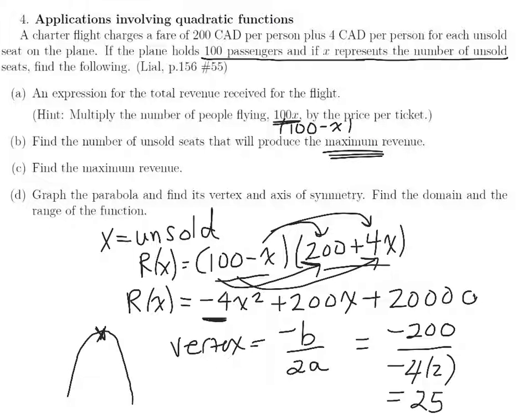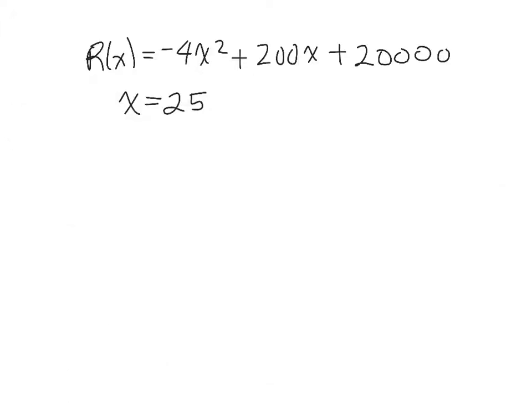So the maximum revenue is going to be that place where x is equal to 25. So we're just going to be substituting 25 into that revenue function that we've found. We determined that in order to maximize our revenue, there should be 25 unsold seats, so x is 25, and we're going to substitute 25 into the revenue function to determine what that maximum revenue is.